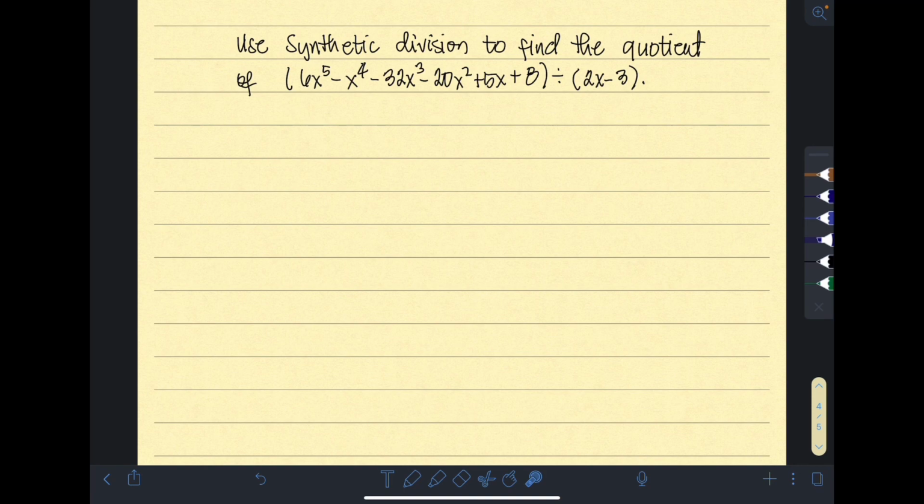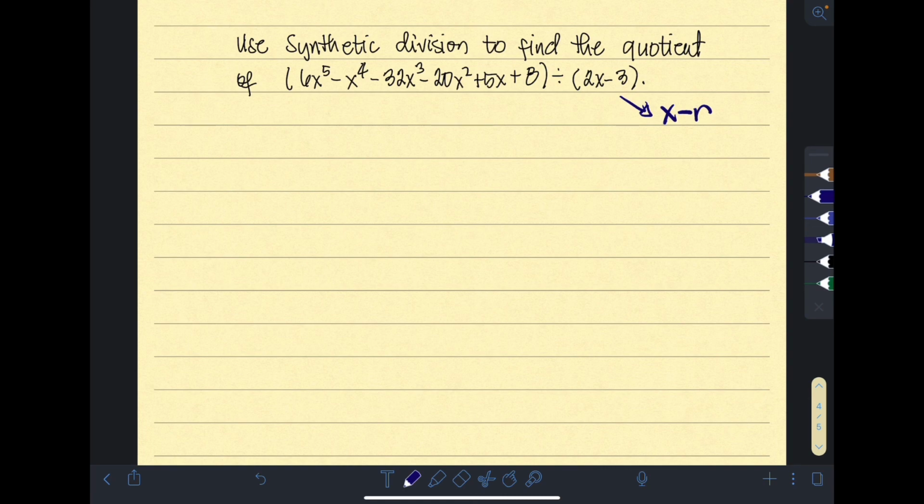One thing to note is that our divisor is a first degree binomial, because you have x raised to 1, but it is not yet in the form x minus r. Remember, it should be in this form, x minus r. It is not that much of a big deal, because we can convert this 2x minus 3 to this form.